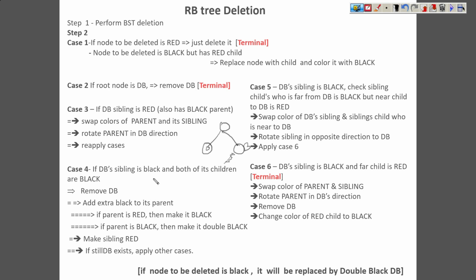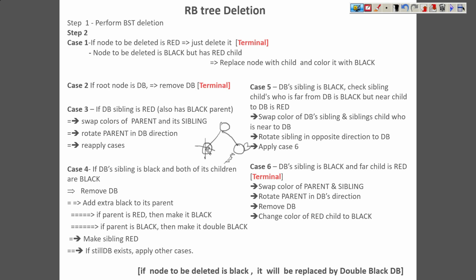Okay, so if the sibling is black and both of the children are black, then remove the DB. In this case, we are getting rid of this DB. Actually, we are going to pass this DB, this double black, to another node. It means this DB on this node is to be removed from here. So remove the double black and add the extra black to its parent.